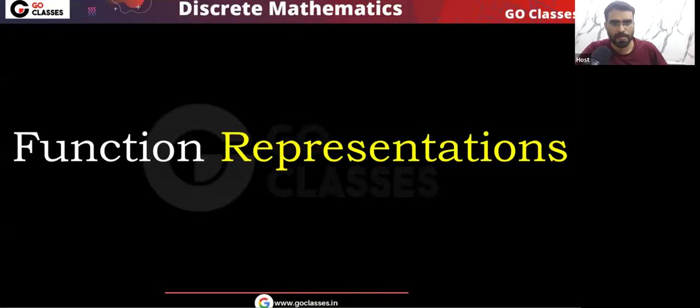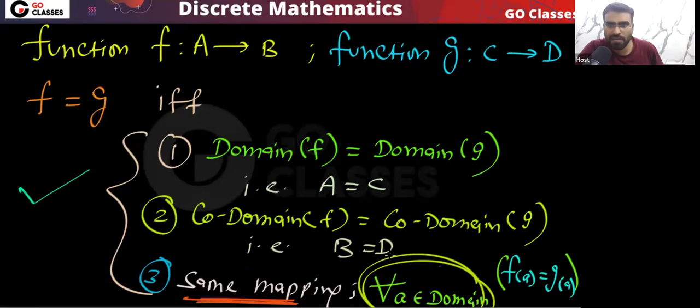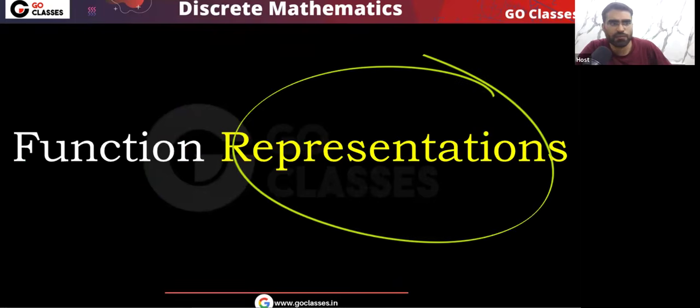Okay, let's move on. Now let's see function representation. A student is saying means image of every element should be same. Yes, that's what we are saying, that mapping is same. Same mapping means the image of every element of domain must be same. You can see for every element of domain, F(a) and G(a) must be same. Their image must be same, and this should happen for every element of domain. So same mapping.